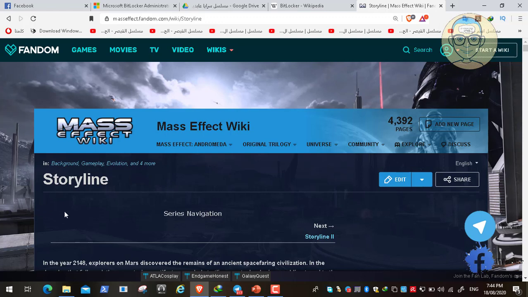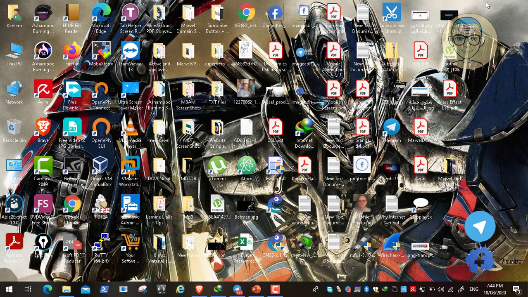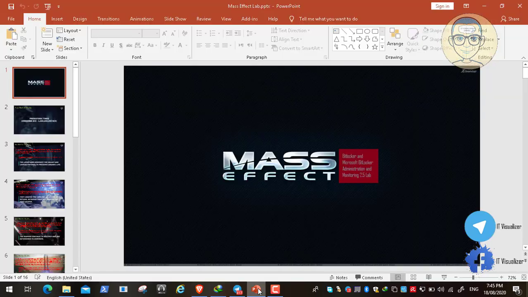I will use it in my lab to create a story. From this story, we will have our lab. So I will use the Mass Effect universe story so I can explain for you all how we can implement BitLocker, and to make it more exciting to see how we can use a good story like this to explain a concept like BitLocker and MBAM, which is the abbreviation for Microsoft BitLocker Administration and Monitoring tool. To know this, we need to know first what Mass Effect is, what the story of Mass Effect is. So I have a little graph, a small brief, about the story of the game Mass Effect.